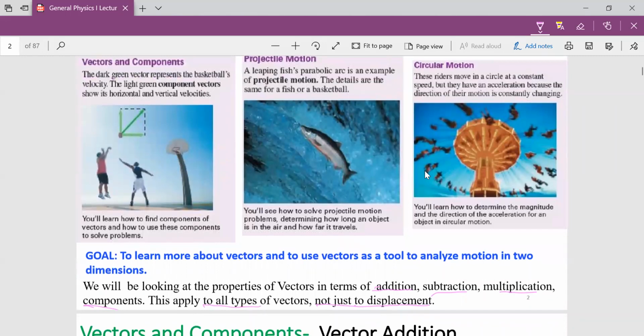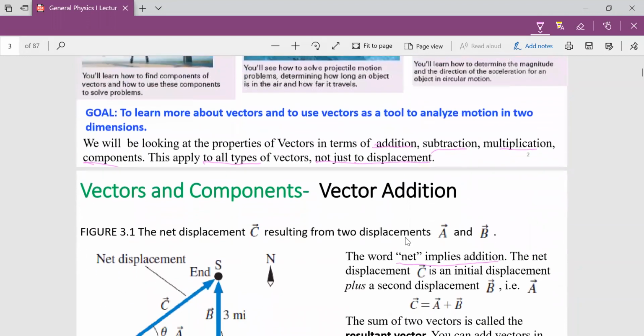So our goal is to learn more about vectors and the use of vectors as a tool for analyzing motion in two dimensions. Okay, vectors are tools for studying motion in two dimensions, that is studying the motion's magnitude and direction, because direction is very, very important to understanding motion in two dimensions. So we'll be using vectors to do the analysis, okay? And we'll be looking at addition, subtraction, multiplication of these components before we advance further to decomposing, or like splitting, the vectors. Let me use that word. Okay, we have seen addition, subtraction, multiplication a little in chapter two, but we'll see how we can actually apply this concept to solve real life scenarios.